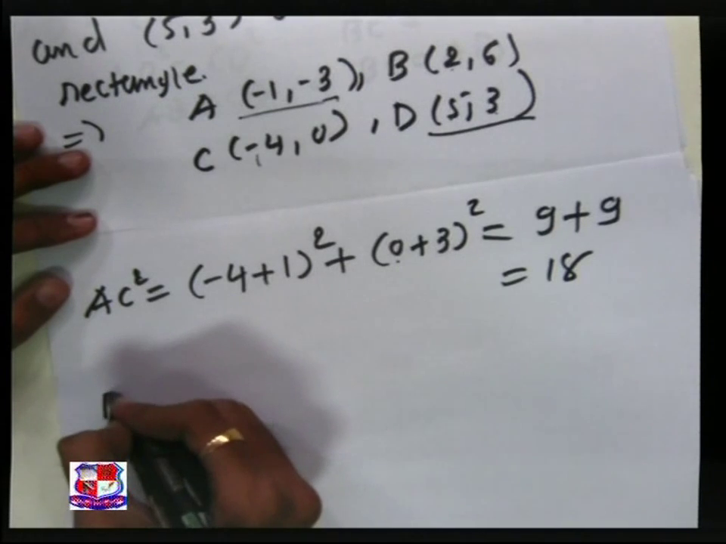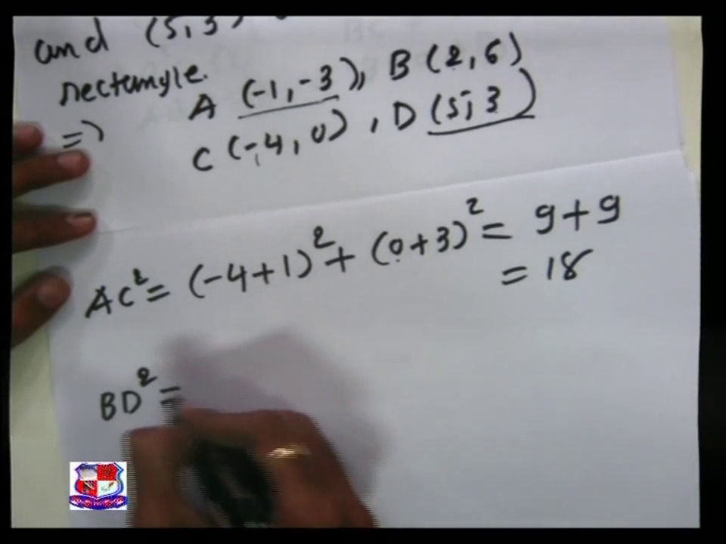In the same way, the second diagonal is BD. So let us find BD square.